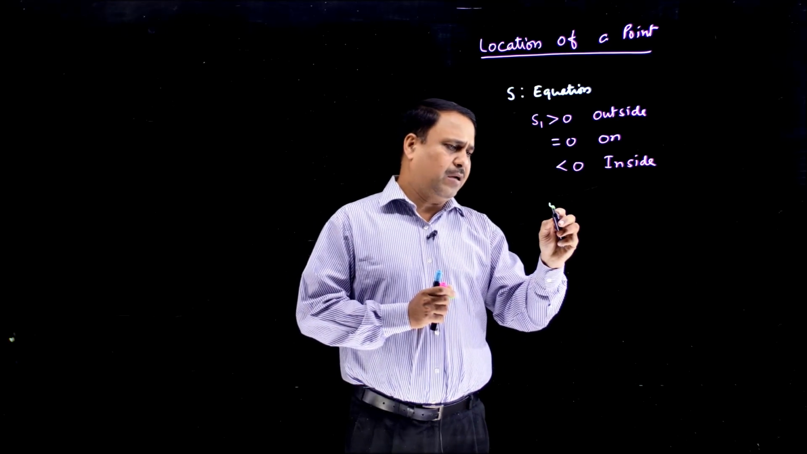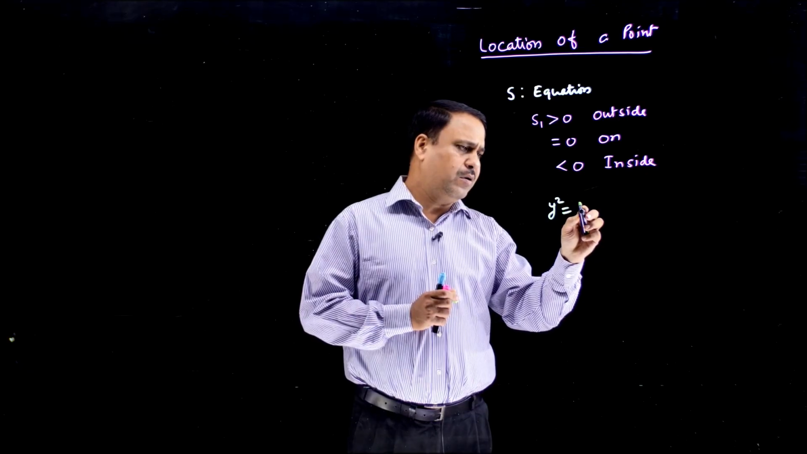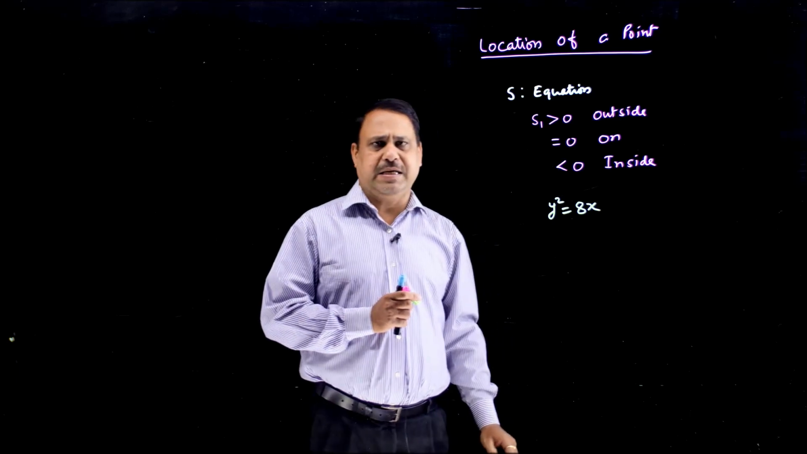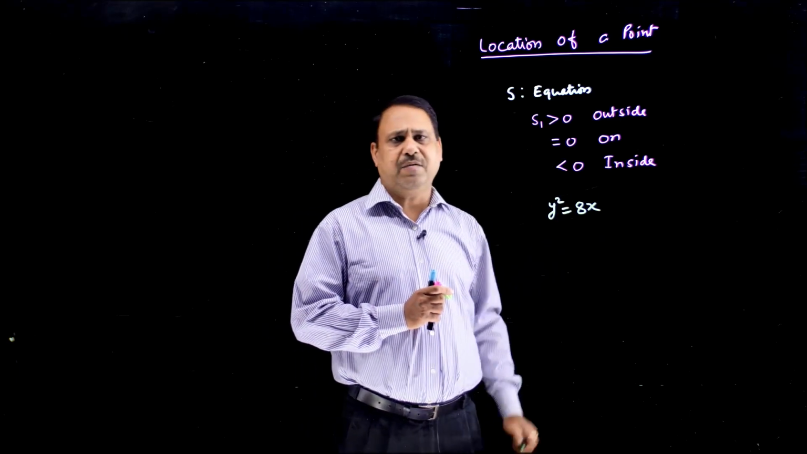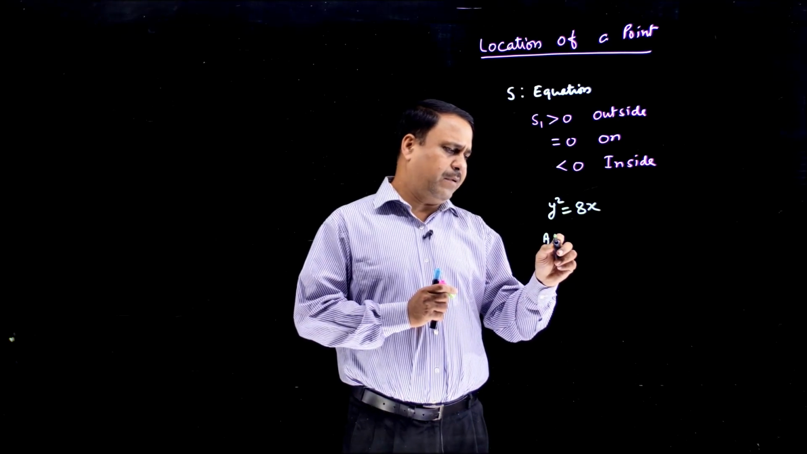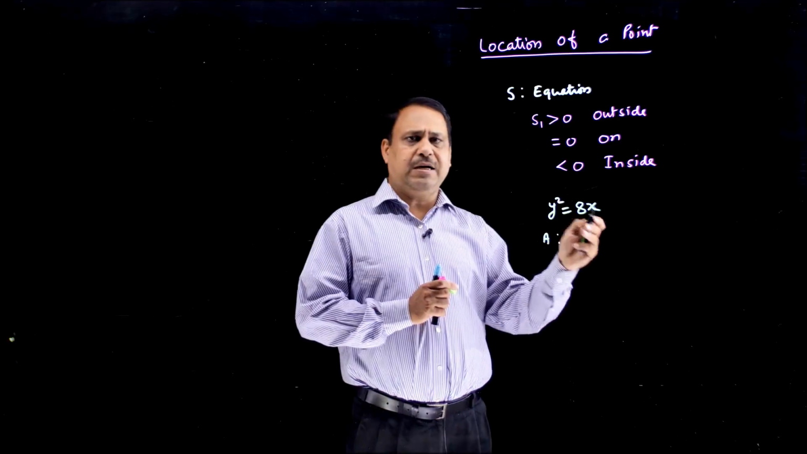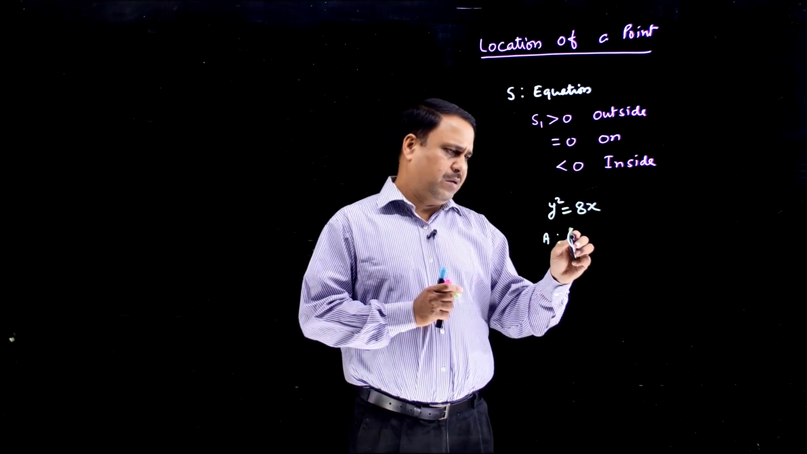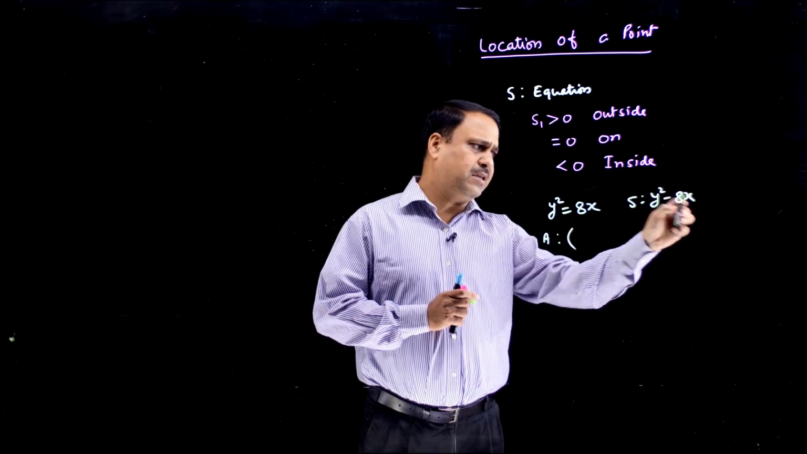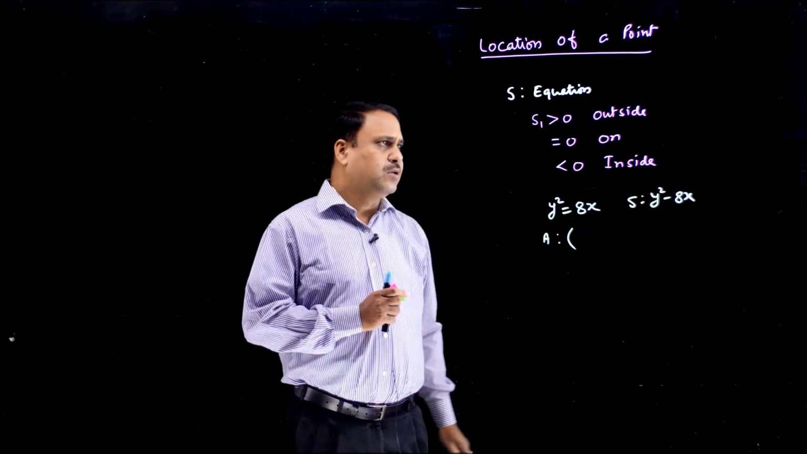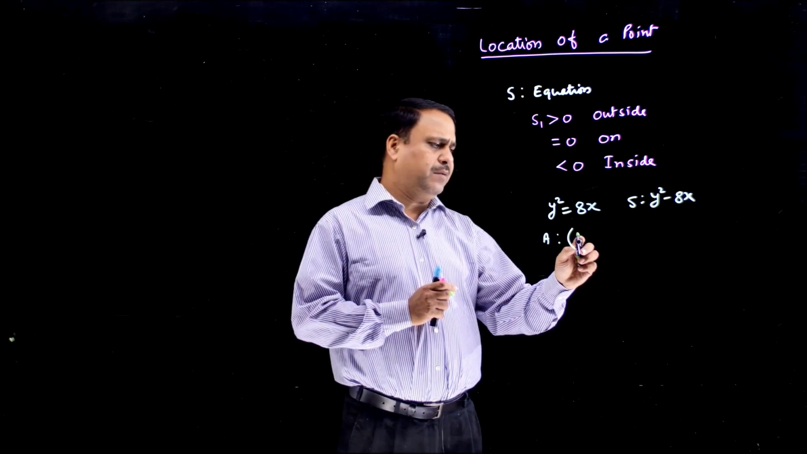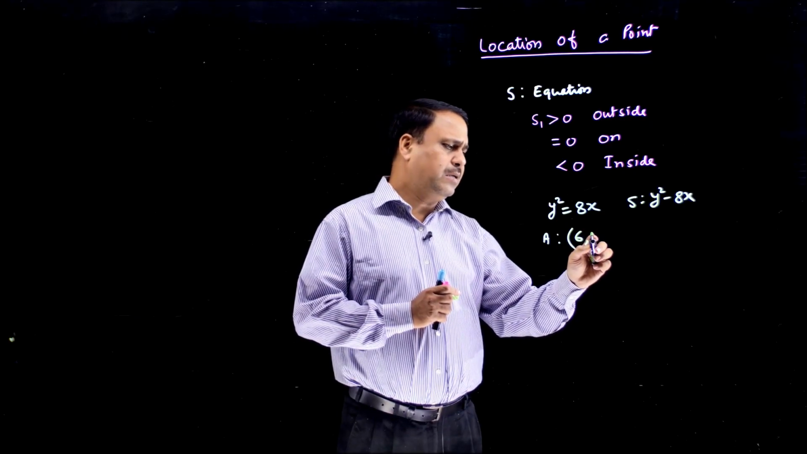For example, if I take y square is equal to 8x, any curve is there. Now in this case we can take different situations. For example, case 1, point A. Suppose I want to check whether point A is inside or outside. Here S will be y square minus 8x. This will be S, my equation of the curve. So now I will check whether the point lies inside the curve. Any point I am taking, for example, (6, 1).